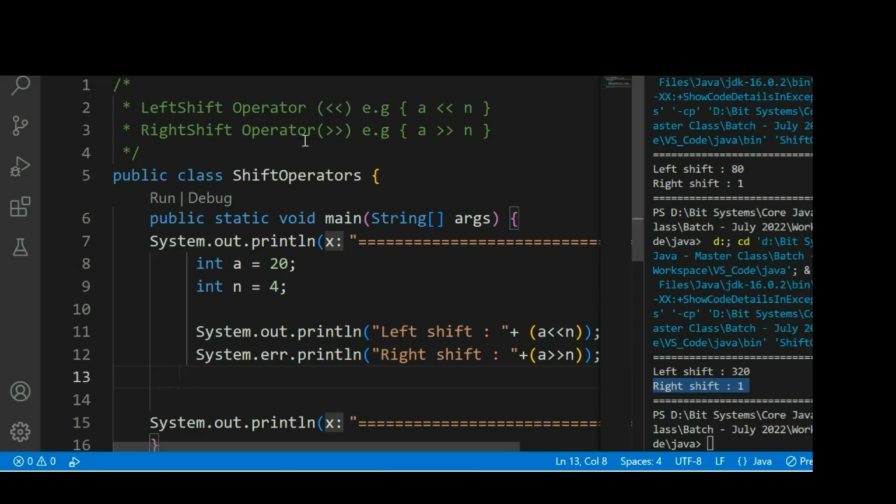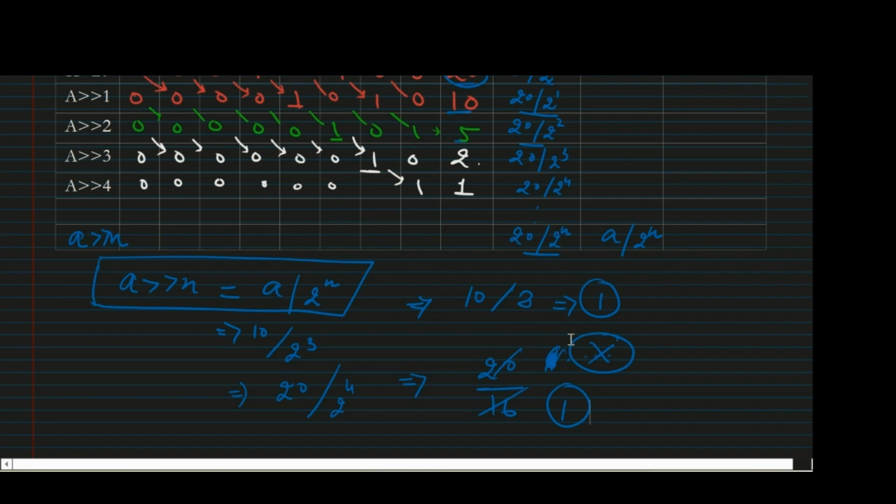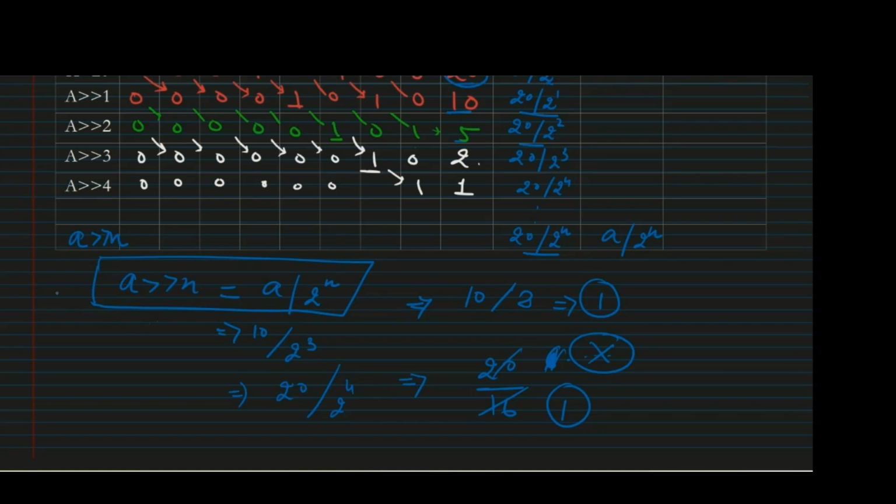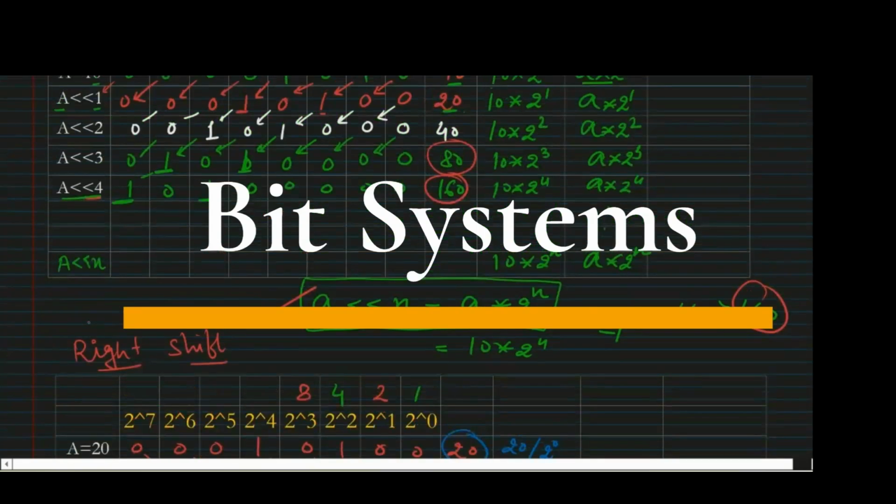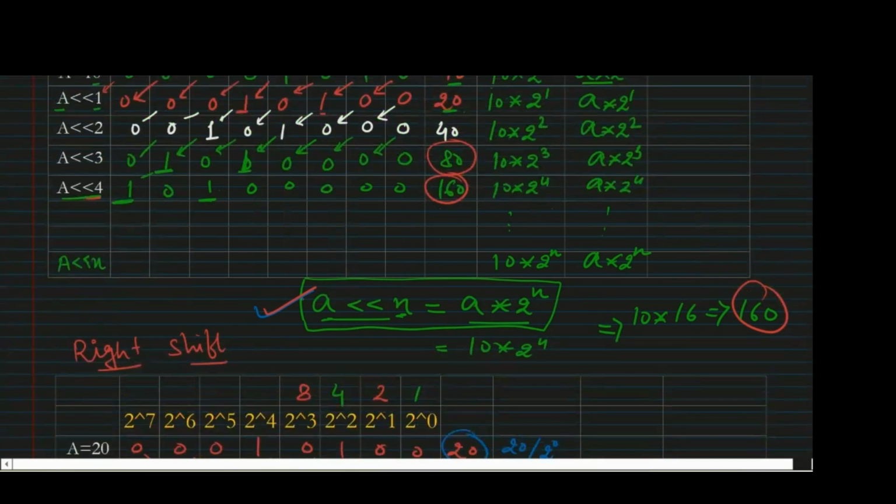So this is how the left shift and right shift operators work. So what you have to do, just remember this formula for right shifting a number n times, and remember this formula for left shifting a number n times.